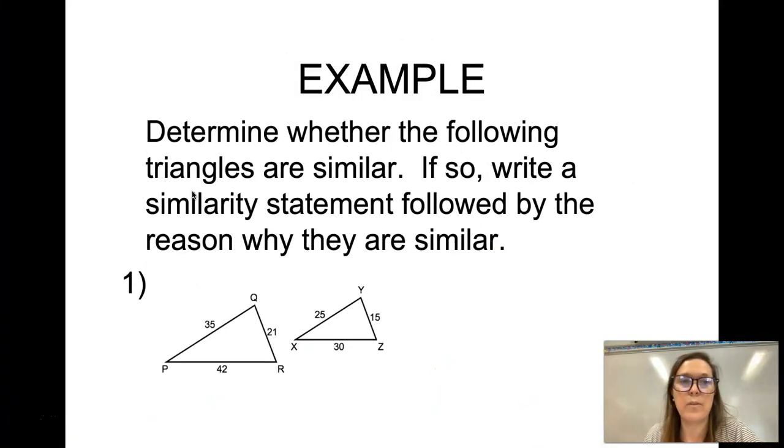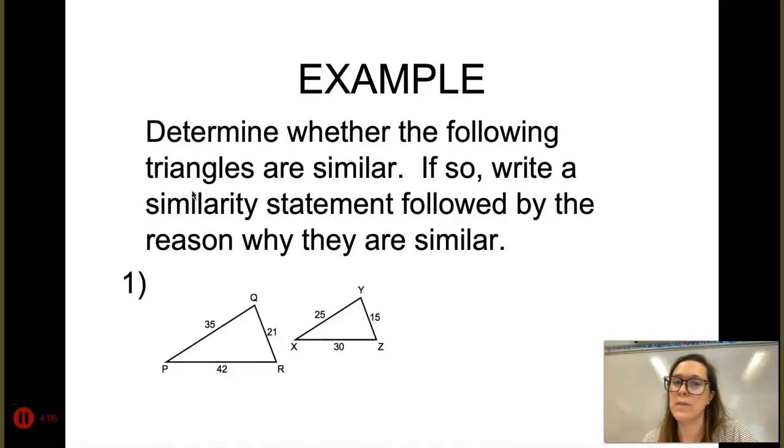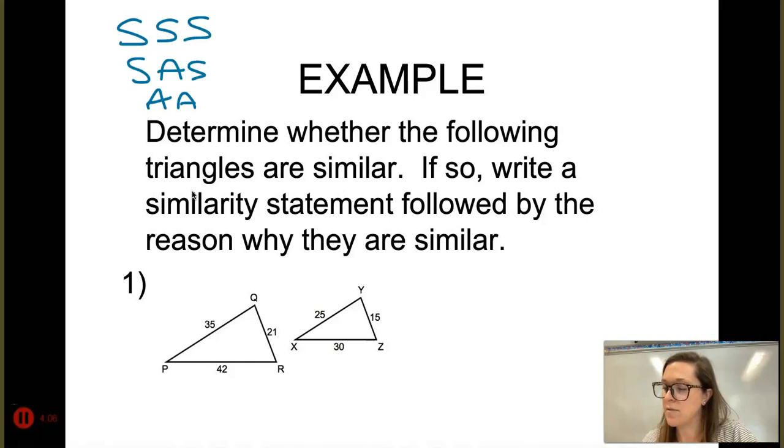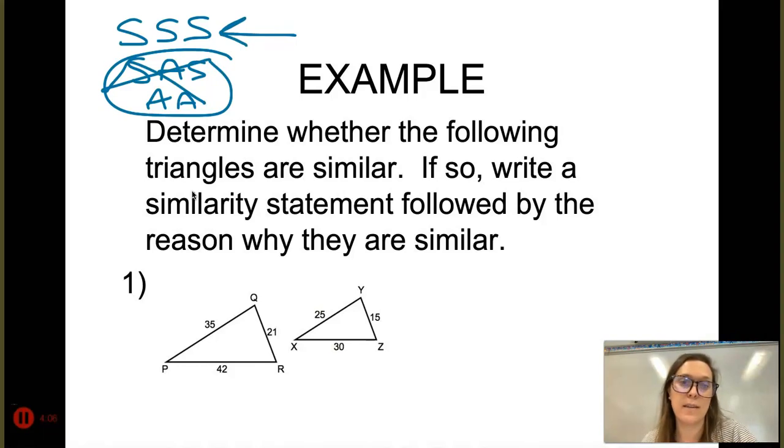Okay, so let's go ahead and work through these examples. Example number 1. Notice I have nothing inside of my angles. There's no degrees inside my angles, there's no arcs. So again, our options are side, side, side, side, angle, side, or angle, angle. Notice two of them have angles included. Well, I don't have any angles, so that leaves me with only side, side, side as an option.